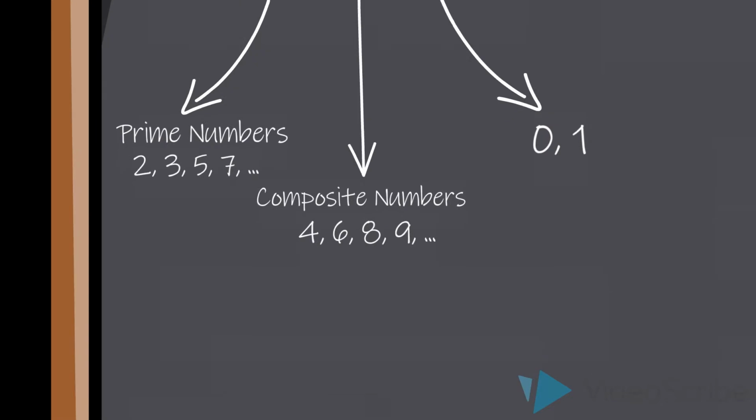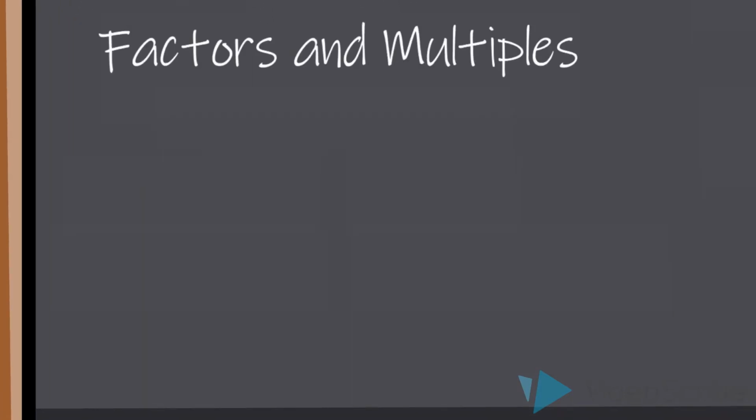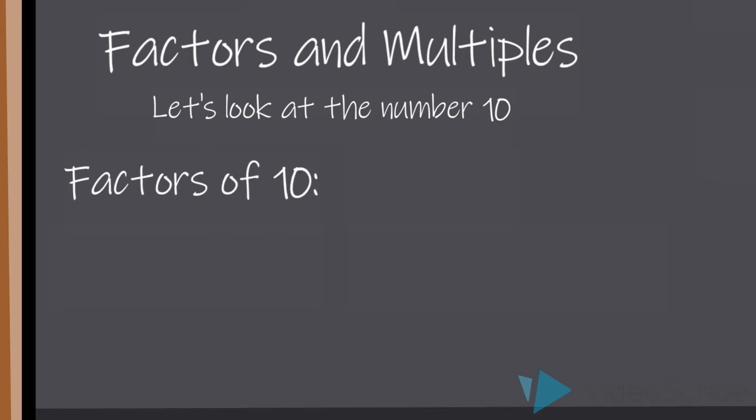We learned that a number has factors and multiples. The factors of a number are the numbers that multiply together to get that number. For example, for the number 10, 1 times 10 equals 10, and 2 times 5 equals 10. So the factors of the number 10 are 1, 2, 5, and 10.